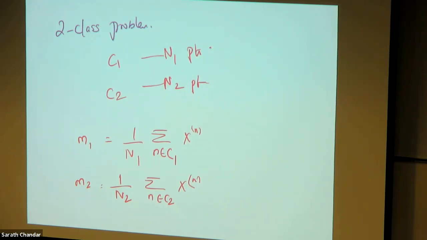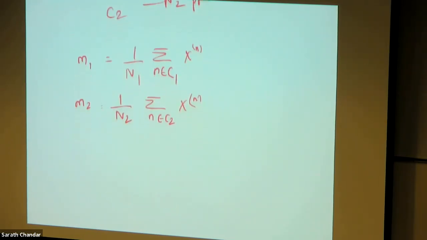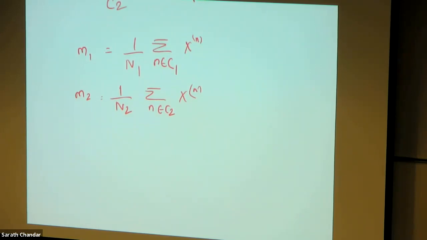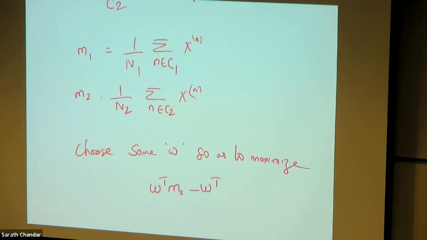Is that clear? Now, one heuristic to come up with a supervised version of PCA is to make sure that the means of these two classes are as far apart as possible. So I can choose some W, just like how we had P in principal component analysis. Let's have some vector W so as to maximize W transpose M2 minus W transpose M1. I want this difference to be maximum. Is that clear?